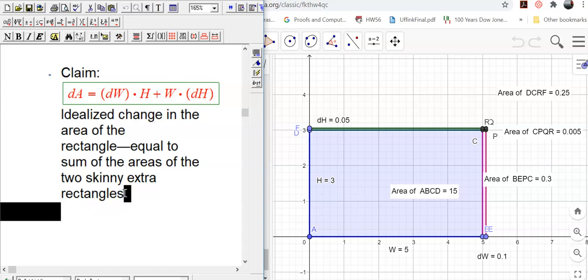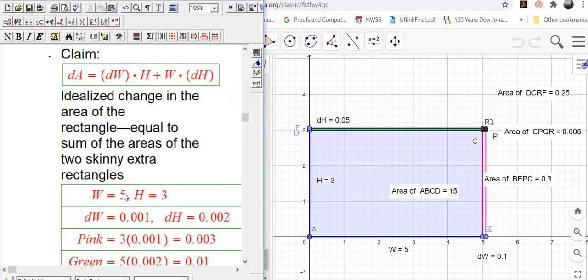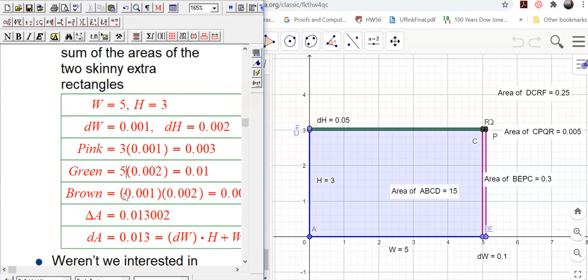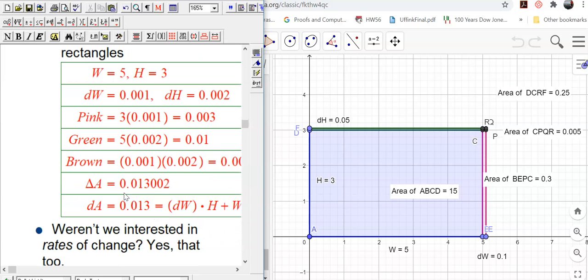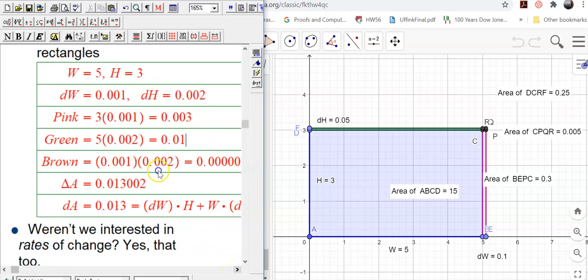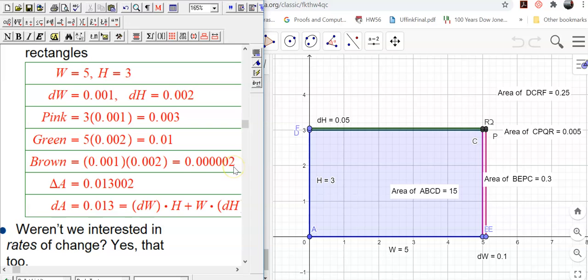And so, one more numerical example to show just how small that error gets. One more time with w equals 5, h equals 3, let's say. And I'm not going to put this on the GeoGebra because it's just going to be invisible. dw, say, was 0.001. dh is 0.002. The pink is going to be 0.003. The green is going to be 0.01. The brown, let me slide over a little bit, is going to be super tiny.